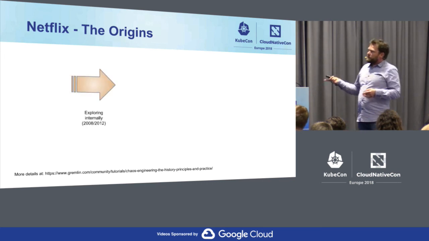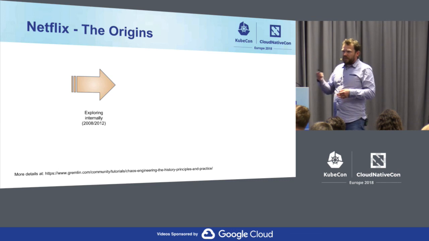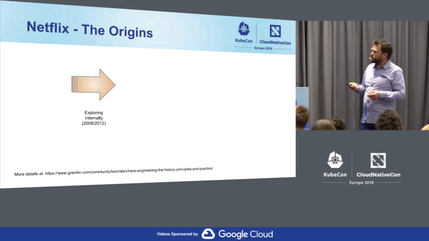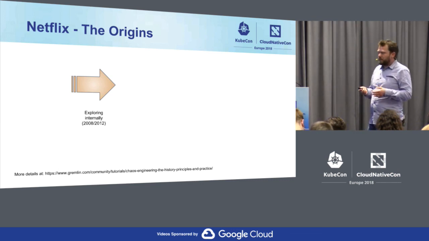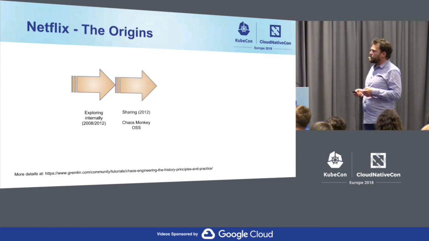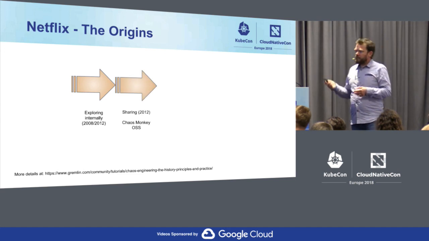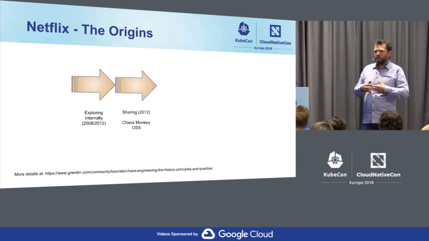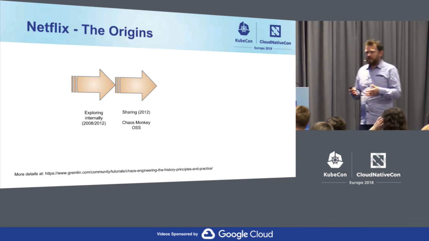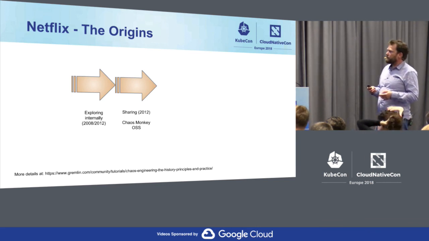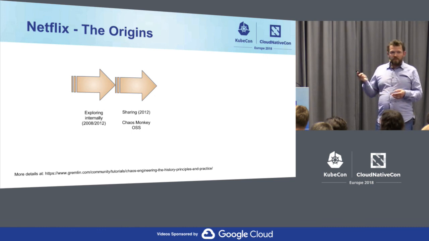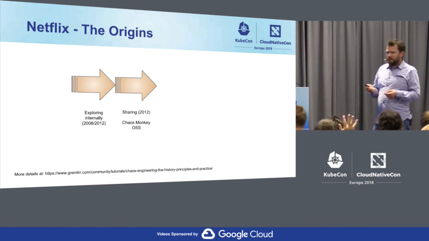About 10 years ago, I started to explore the ideas of failure in the system. At first it was just inside their system. Then they released Chaos Monkey, which was certainly an outcome of that exploration. Who's using Chaos Monkey maybe, or who's just tried? All right. Okay, good.